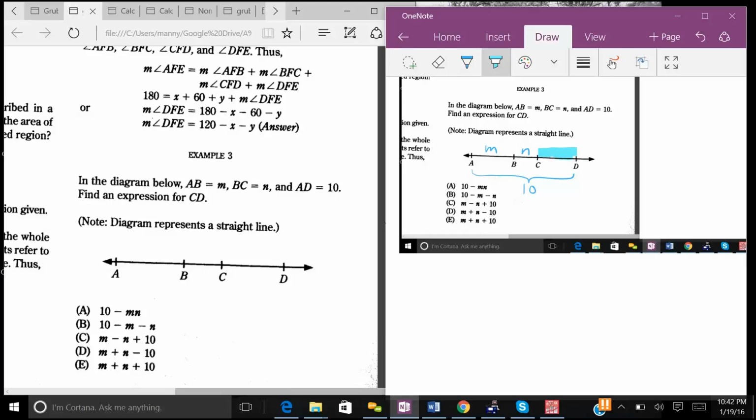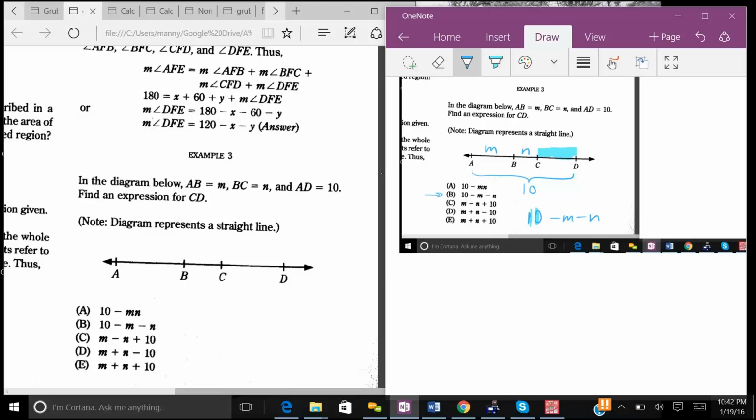Is this one just like the last one? Yeah, you can see that they gave you the total. You take out what's given. It's like somebody borrows $10 from you and returns M and returns N. So how much remaining, right? 10 minus M, right? 10 minus M minus N. That's it. Oh, wow.